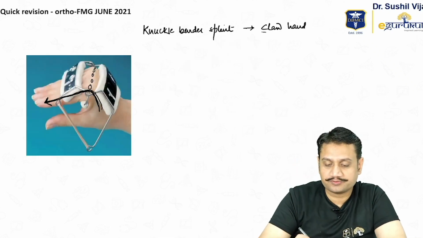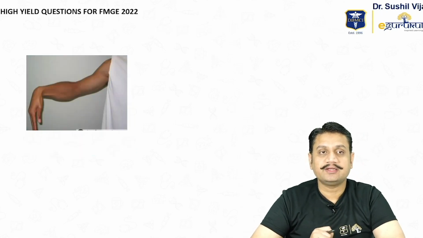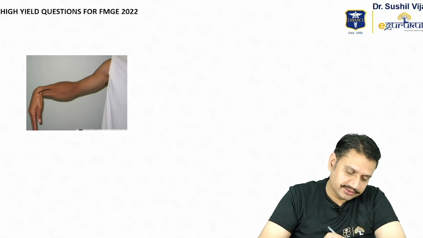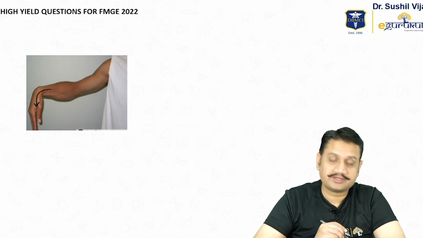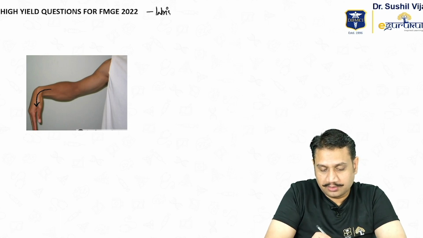So it has to be used for claw hand for any reason. So contractures are to be avoided. Okay, next one is like this. This is what you call the wrist fallen down, the wrist drop. And you must remember why there is usually a wrist drop.